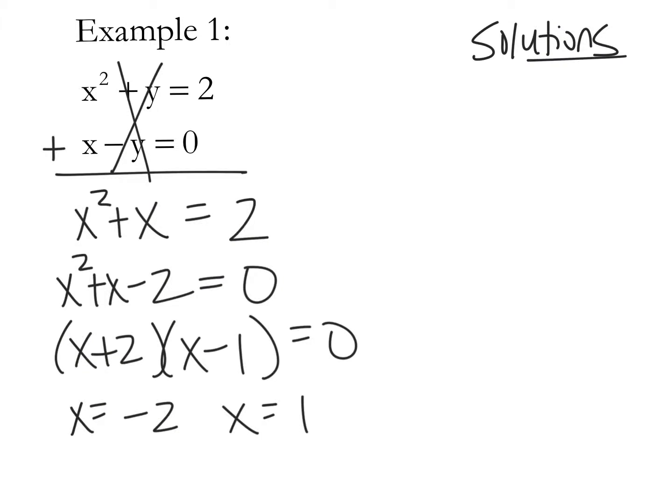Since I have two different x values, that means I'm going to have two different ordered pairs. Negative 2 comma something, also 1 comma something. And that's by using this negative 2 and this 1. I'm going to have two ordered pairs.